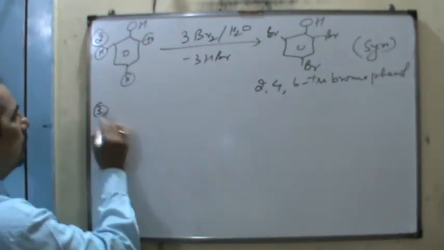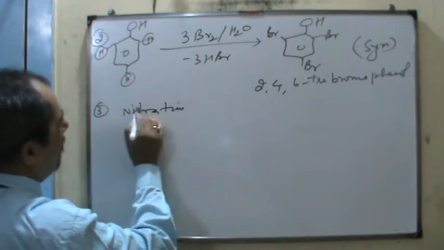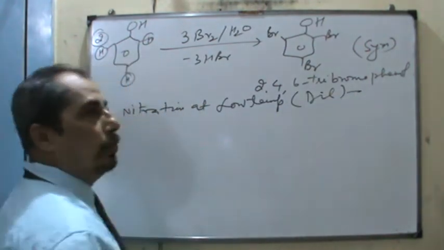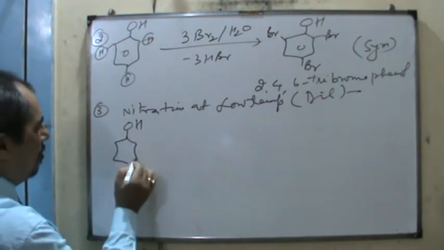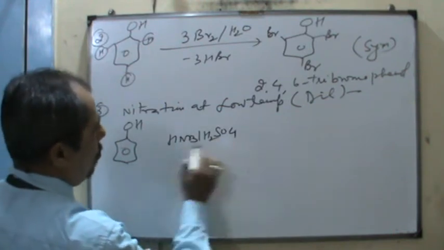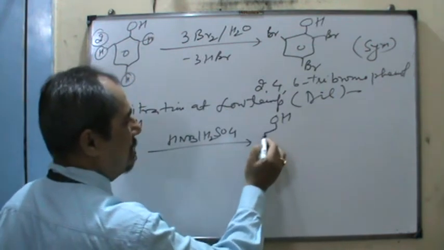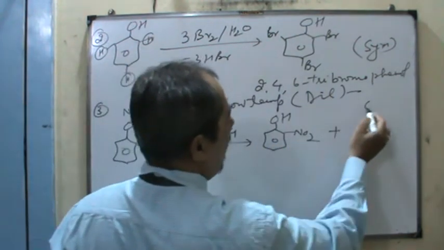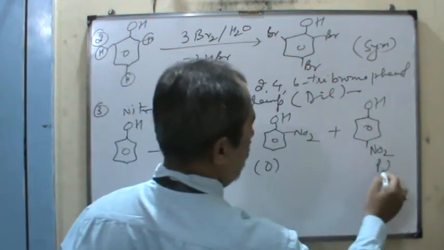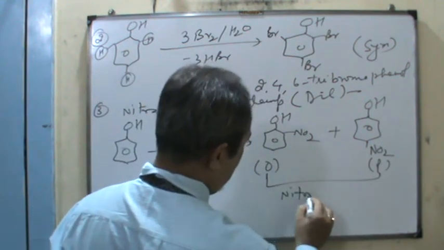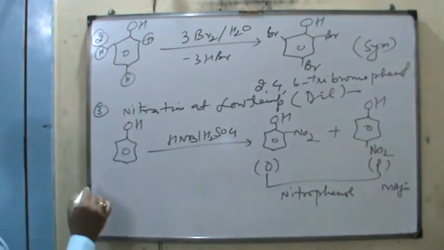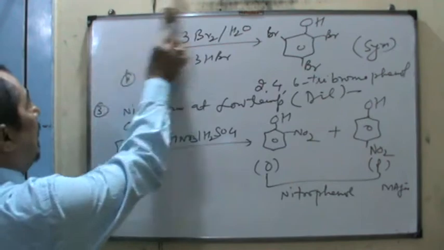So next is nitration, third, at what temperature? Low temperature, that is the dilute form. So you take the phenol and then HNO3 and H2SO4 at low temperature. This is the orthonitrophenol and paranitrophenol. Ortho and para nitrophenol. This is the major and this is the minor. So the next is nitration at high temperature.